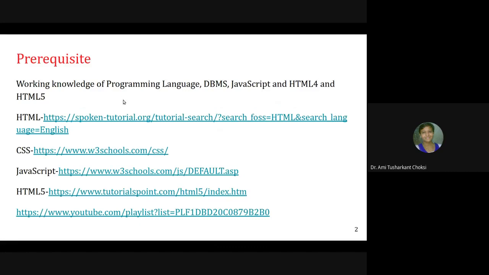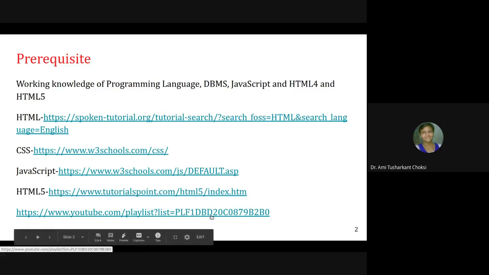So, we already know the prerequisites of this subject, that is working knowledge of a programming language, DBMS, JavaScript, HTML4 and HTML5, right? You already know these things, but still if you do not know, you can see a few links given here.